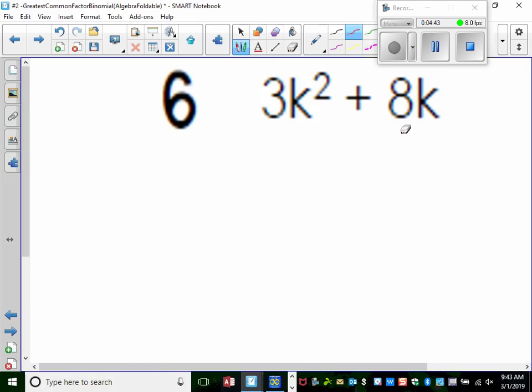Now, sometimes the numbers may not have a common factor, like 3 and 8. The only common factor is 1, because 1 can go into every number, right? So you don't use 1. However, they do have something in common for the variable, for the k's. So notice this says k to the second, and this just says k. So think about this. This is k to the second, k times k, and this is k.